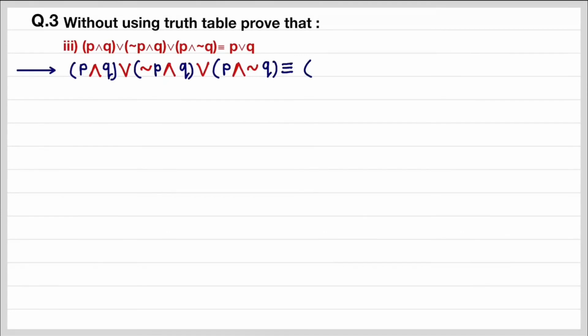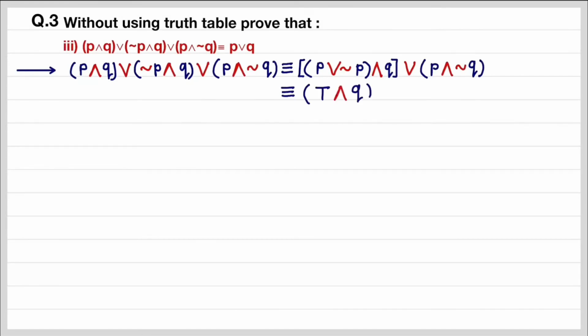We will take the first statement of the first bracket, the logical connective used between the brackets, and the first statement of the second bracket. So it becomes P or negation of P and Q, or the third term as it is, P and negation of Q. But P or negation of P is equivalent to T, and Q, or the second bracket as it is. Here we use complement law. You have to write the reason: complement law.